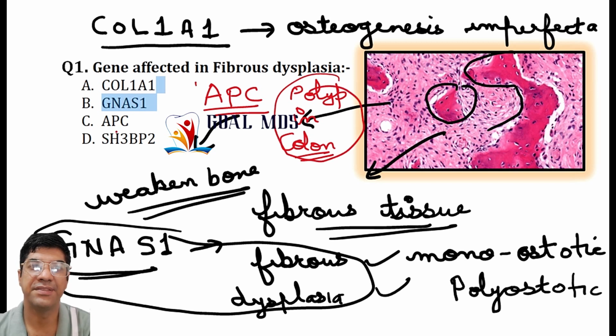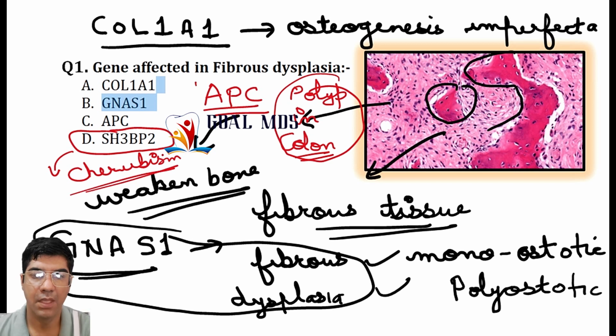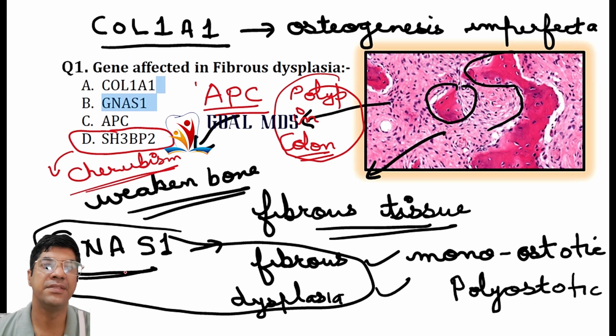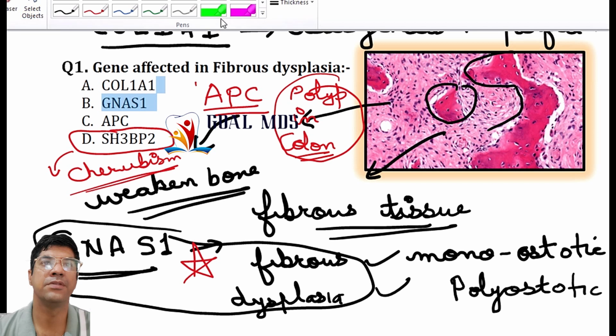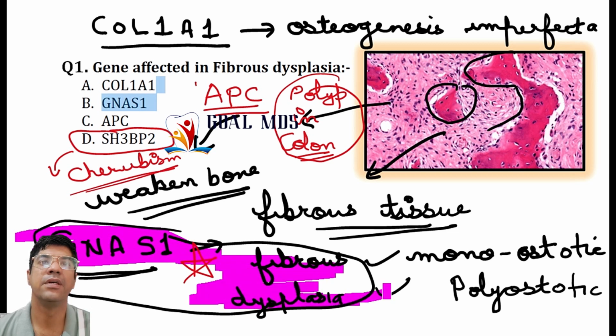And the last is the SH3BP2 gene. Remember, the SH3BP2 gene is associated with cherubism. So your answer, the gene associated with fibrous dysplasia, remember, will be the GNAS1 gene that is associated with fibrous dysplasia.